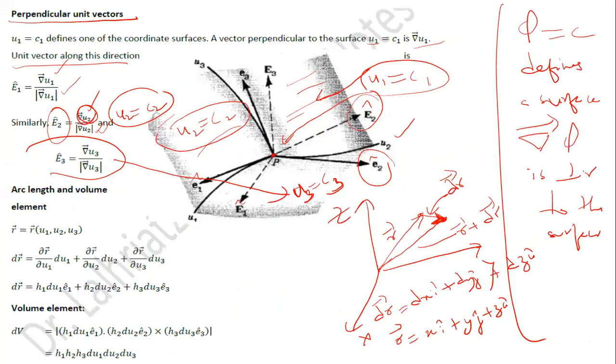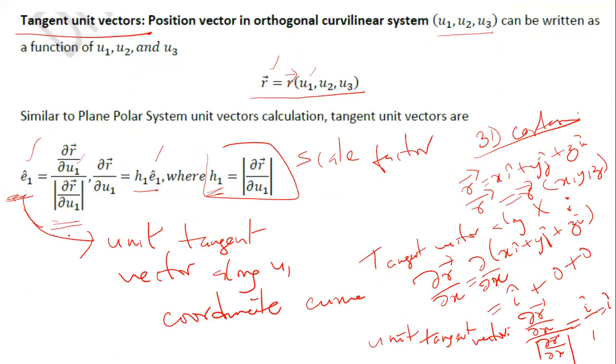In this orthogonal curvilinear coordinate system also, you can express your position vector as a function of the three coordinate variables u1, u2, and u3. So if this position vector is a function of three coordinate variables u1, u2, u3, any change in r, dr, the change in position vector called the arc length here, can be expressed as del r upon del u1 du1 plus del r upon del u2 du2 plus del r upon del u3 du3. And del r upon del u1 here, over here, we already got it, right?